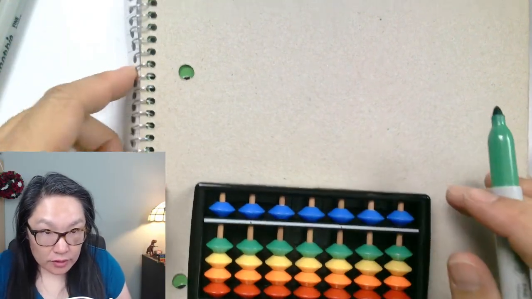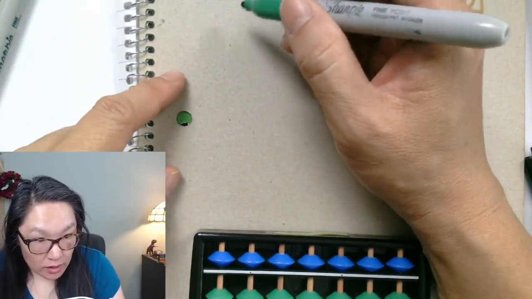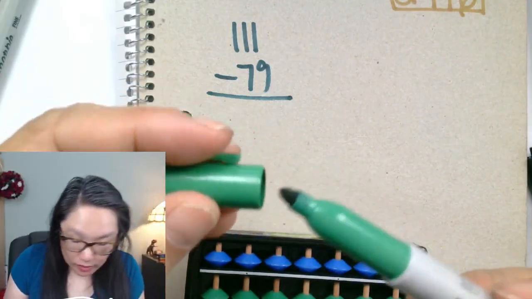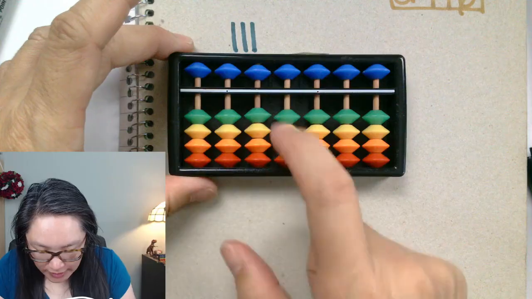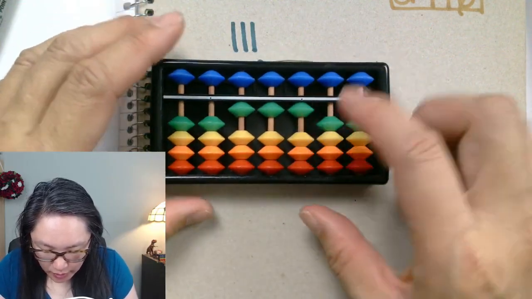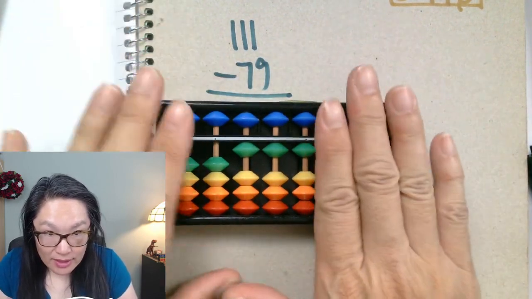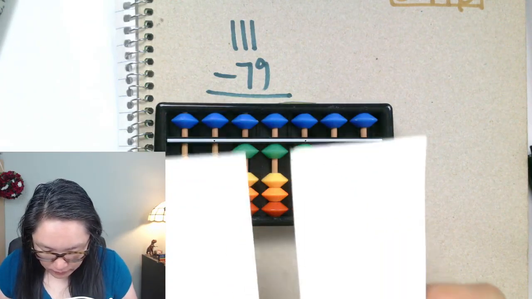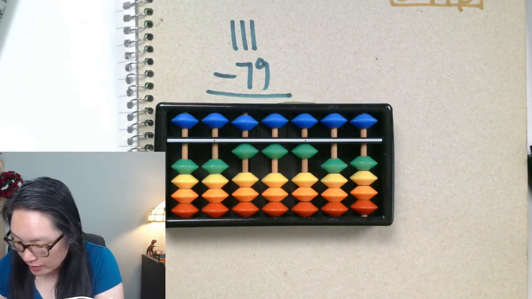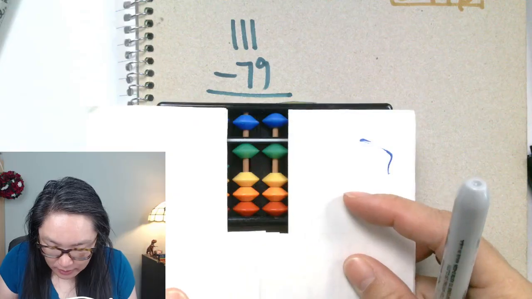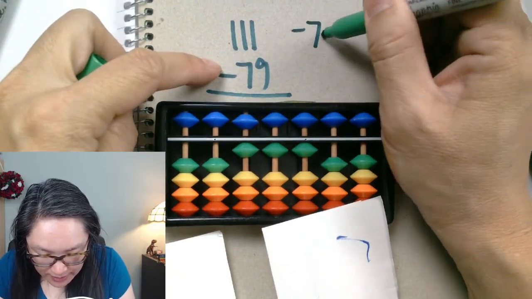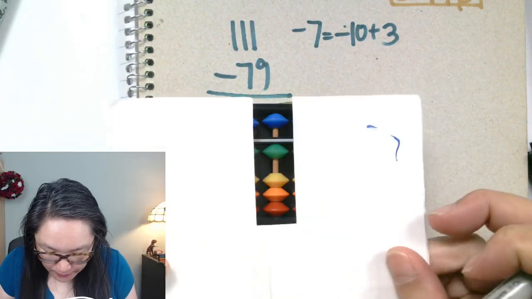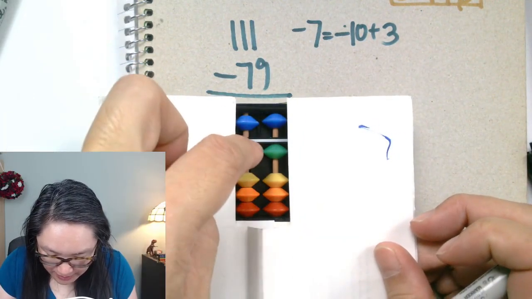Okay, 7 minus 9. What we're going to do first is minus the 7. We minus the 7, do we have enough? We don't have enough. What do we do? We have to minus the 10, right? So we know that when we minus the 7, it's equal to minus the 10 plus the 3. So we minus the 10, we add the 3.